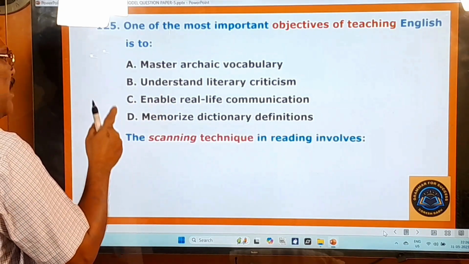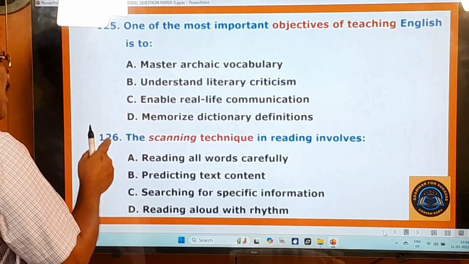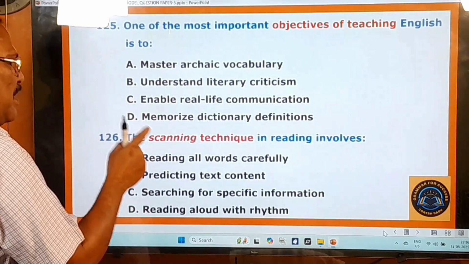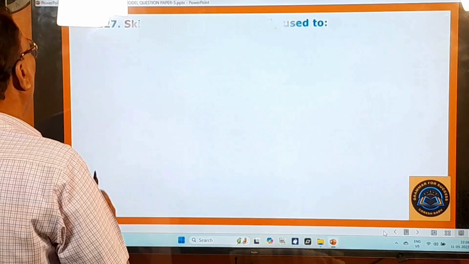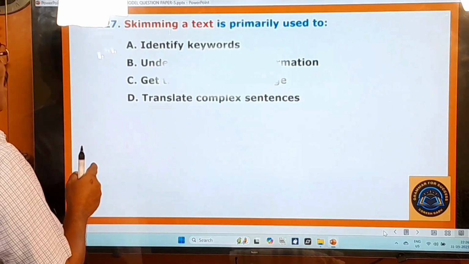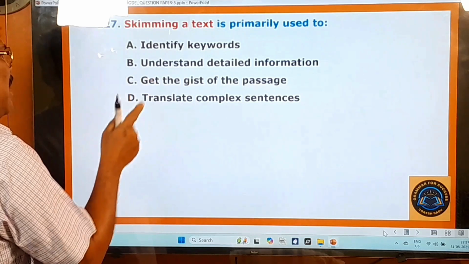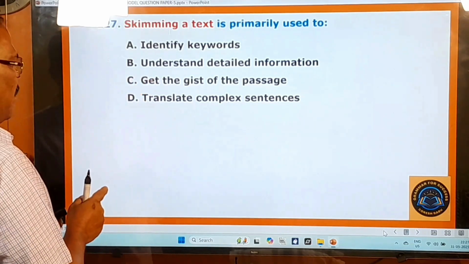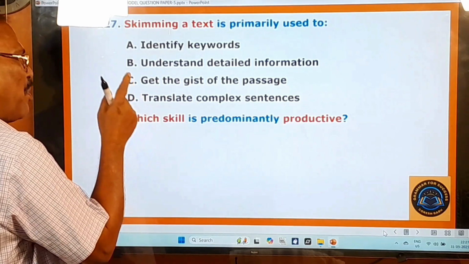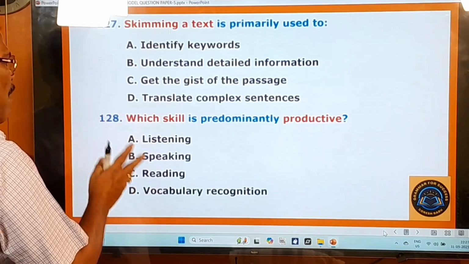126th question. The scanning technique in reading involves reading all words carefully, predicting the text content, searching for specific information, reading aloud with rhythm. 127th question. Skimming a text is primarily used to identify keywords, understand detailed information, get the gist of the passage, translate complex sentences. 128th question. Which skill is predominantly productive? Listening, speaking, reading, vocabulary recognition.